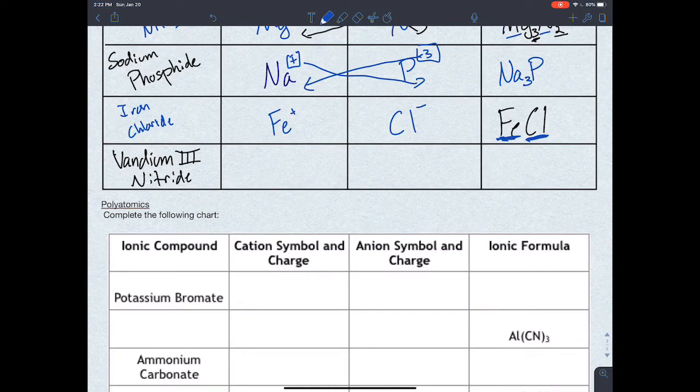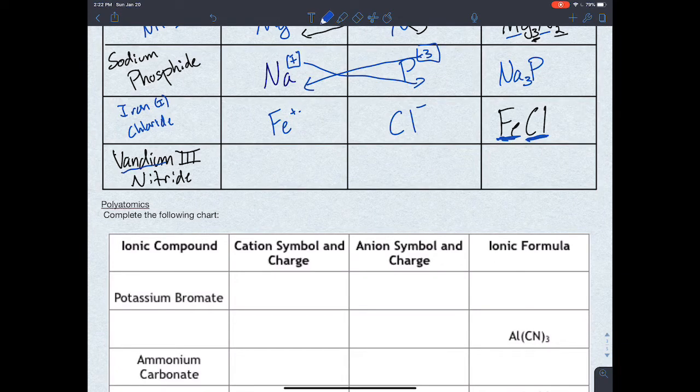Okay? If it's just +1, we represent the value of the charge with a Roman numeral. So +1 would just be 1. Roman numeral 1 is I. So iron(I) chloride. The Roman numeral tells us the value of the cation charge. Now let's keep that in mind when we go down here.